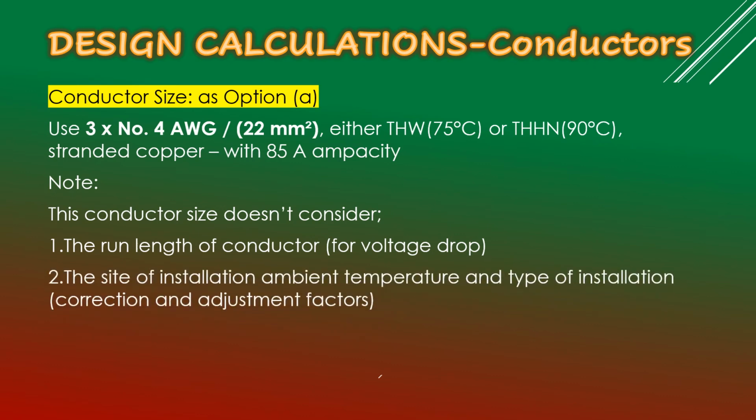Number 2, the site installation, like ambient temperature and type of installation. So this employs correction and adjustment factors. How the cable will be installed and what are the environmental conditions in the place where the conductors will be installed, we have to consider that. But here in this calculation, it is not yet considered to simplify our conductor calculation.